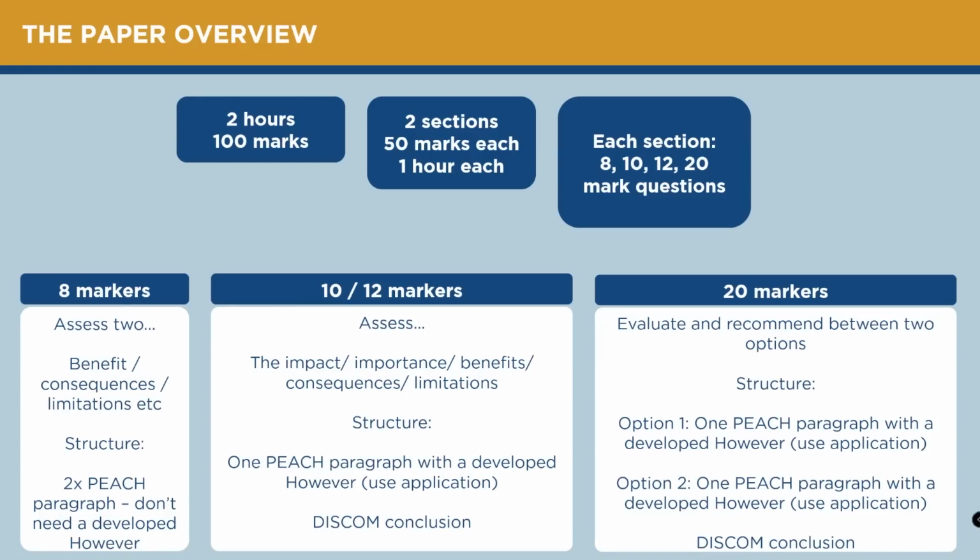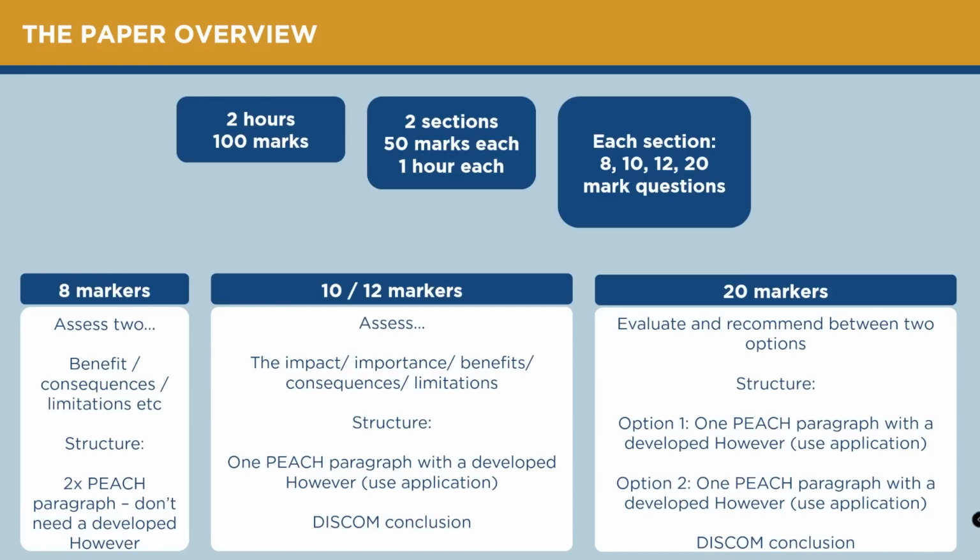So 8 markers, 2 PEACH paragraphs, and it's always going to be assessed to. And if it's benefits, for example, you need to make sure you also put a drawback in your however. So even if the question just says benefits, you still need to consider the other side of the argument in your however points. For the 10 and 12 markers, 1 PEACH paragraph with a developed however.